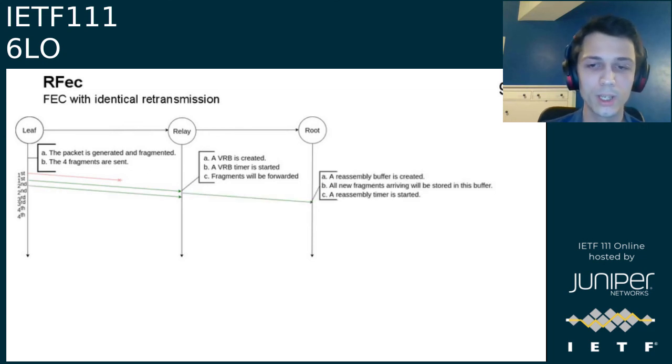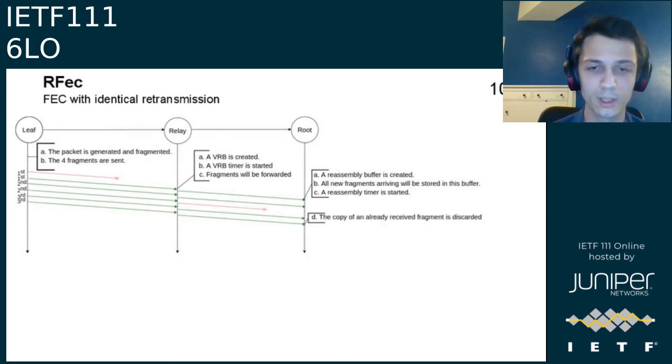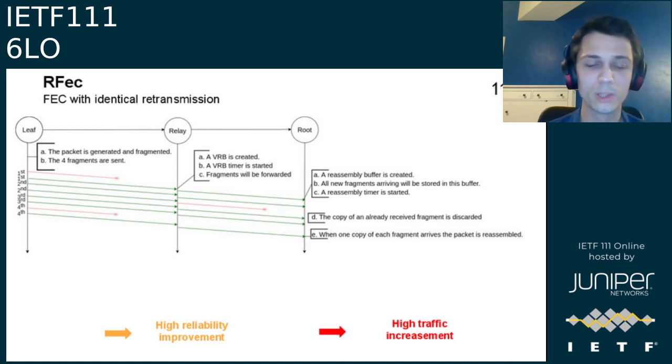So that way, as I said, the first fragment will be forwarded from the relay node to the destination node, and the second fragment will also be forwarded. And even if some of the copies of the fragments are not received, we will be able to recover and reassemble the packet as long as one copy of each fragment is received. In case of reception of two copies of the same fragment, the second copy will be discarded because it is unnecessary. Obviously this improves the reliability of the transmission, but it also greatly increases the traffic.